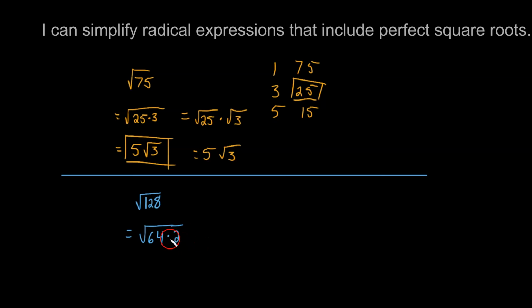We can include them both underneath the radical symbol, or we could write them as two different radicals if we wanted. And we know the square root of 64 is just 8. So we're going to get 8 times the square root of 2. And this would be our answer in simplest form.